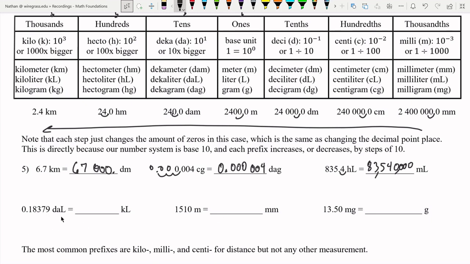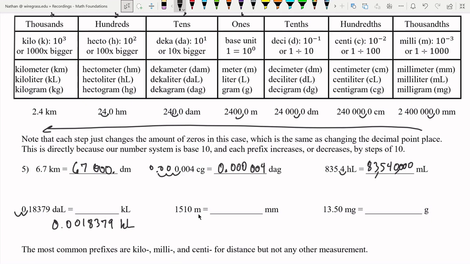All right, deciliter to kiloliter. Deca is right here. Kilo is here. I'm moving 1, 2 spaces to the left. I'm going to make it smaller. 1, 2 spaces to the left, 0.001, right underneath, since I need more space. 8379 kiloliters.